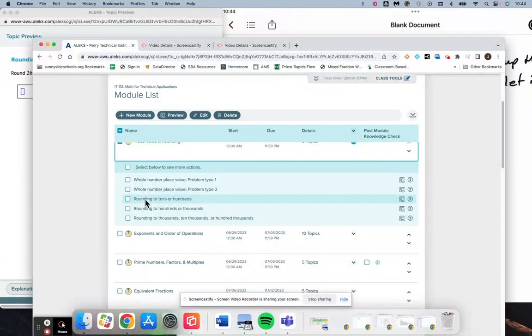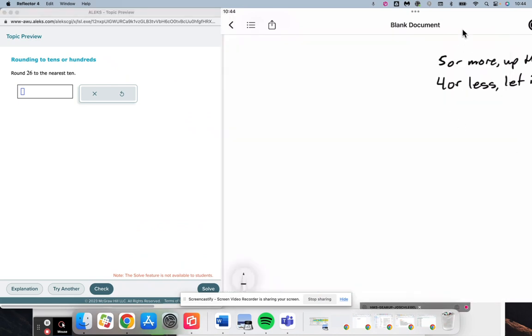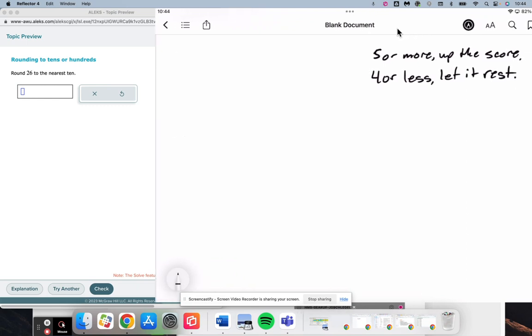Okay, we are back with a video for rounding to tens or hundreds. Now there's a little rhyme that I was once taught by a fellow teacher that goes with rounding. And it goes like this: 5 or more up the score, 4 or less let it rest. And what that's referring to is the number behind the place value that you're trying to round to.